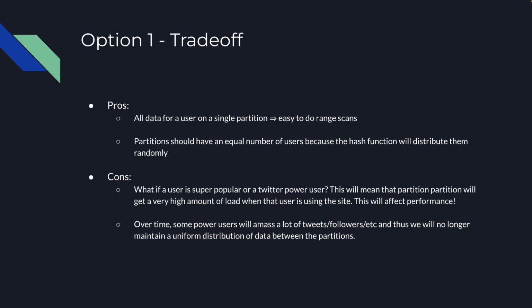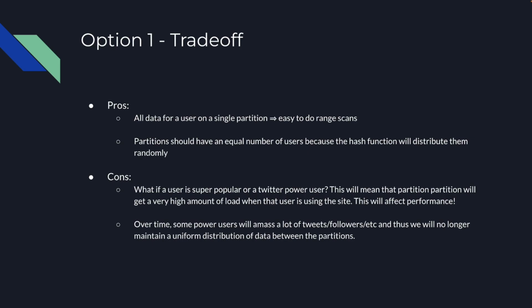The pros are all of the data for a single user will be on a single partition. Therefore, it's really easy to do range scans on this user's data. The second pro is that partitions should have an equal number of users because the hash function will distribute them randomly. The issue with this approach is, what happens if a user is extremely popular or a Twitter power user? That means that the partition that they live on is going to get a very high amount of load when that user is using the site.